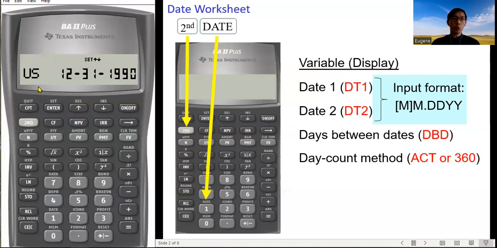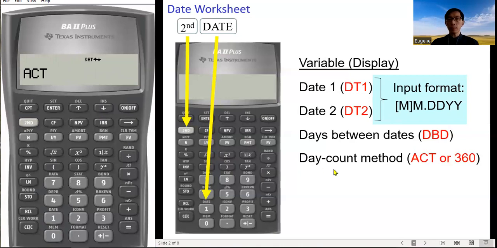And then I can quit this worksheet by pressing second and then quit. Second, quit is the second function over the CPT button. So I press the CPT button and I quit it. Get back to the date worksheet by pressing second and then 1. And then get back to the day count method.